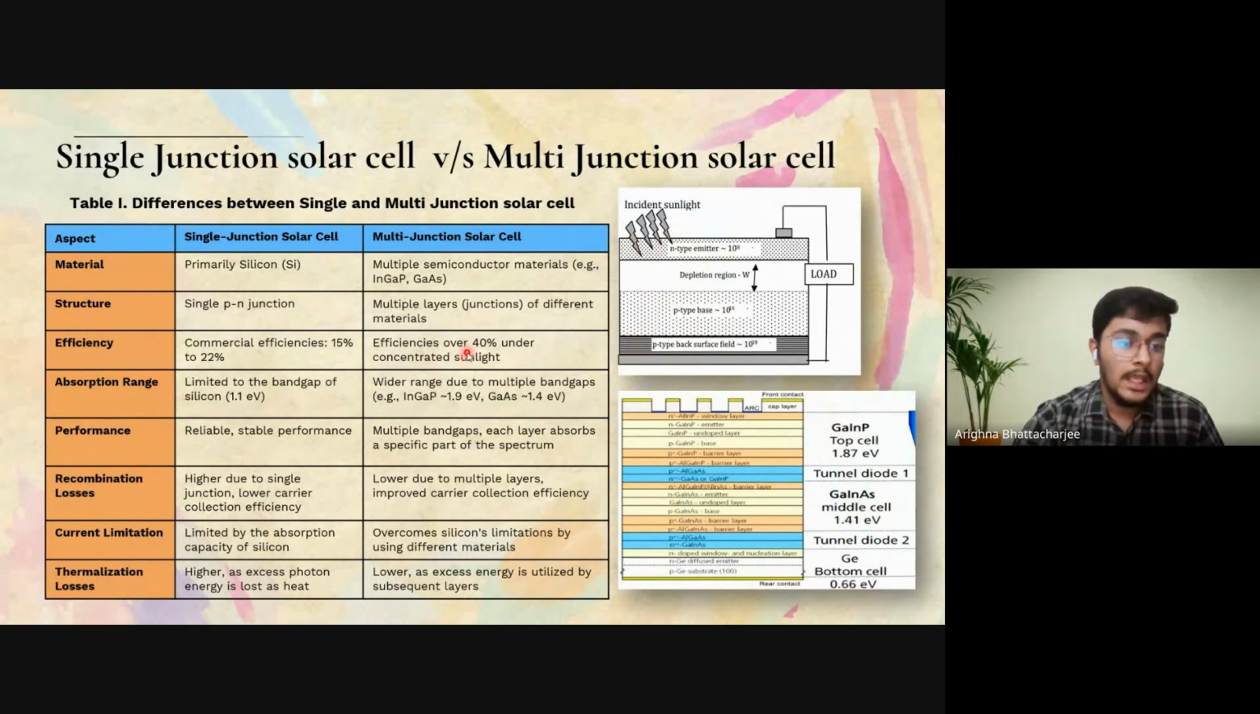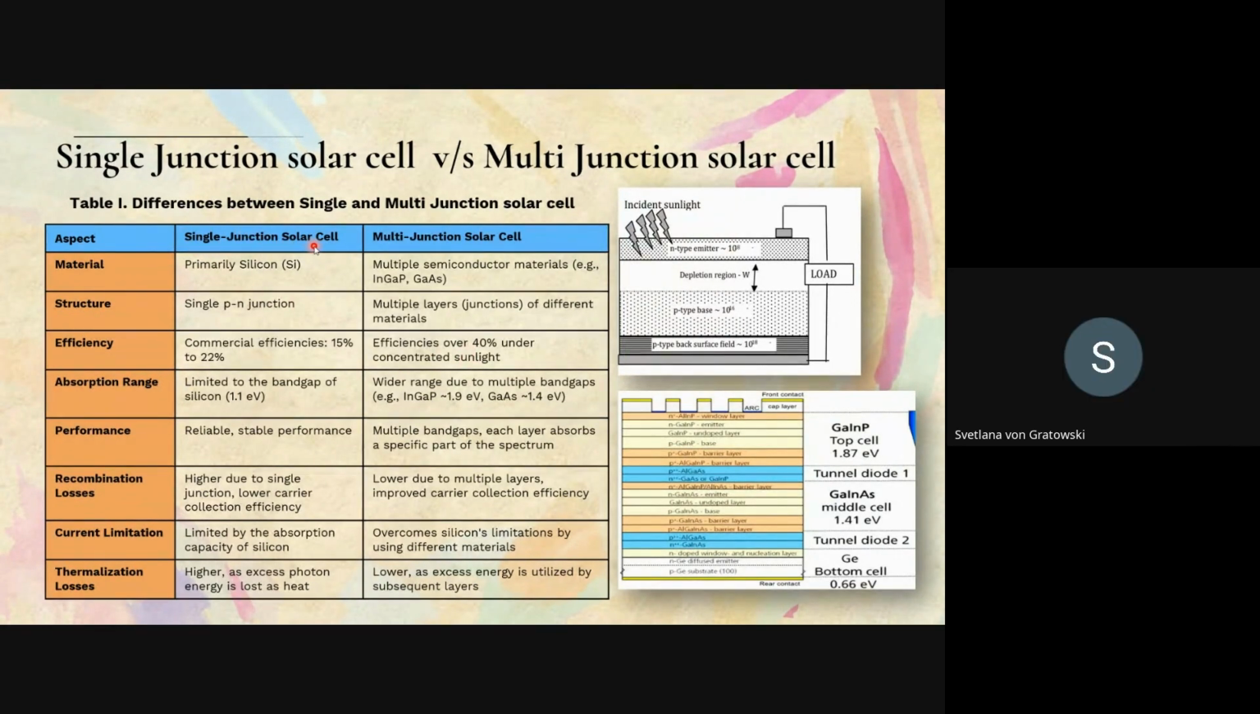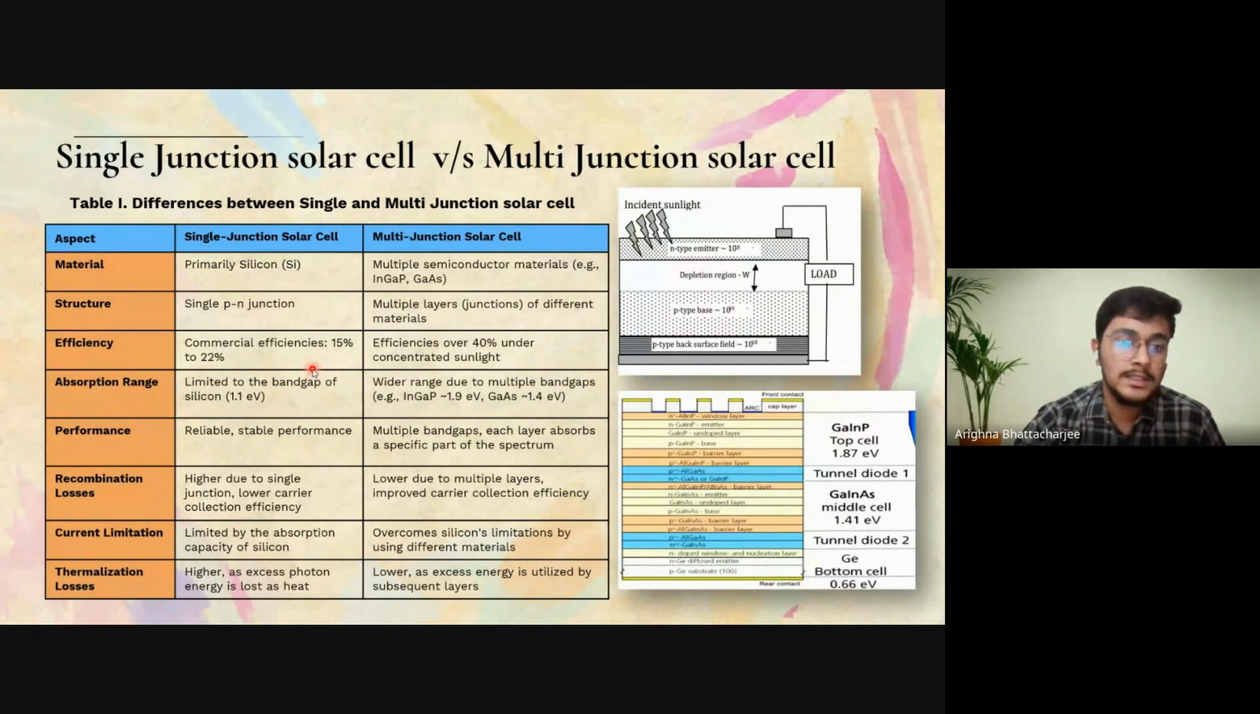The absorption range of single junction solar cell is limited to the band gap of the material it is constructed with. So as it is only made up of one material, the band gap and the absorption range is very small. Whereas in multi-junction solar cells, due to a wide range of multiple band gaps of multiple materials that you used, the absorption is more and it can be absorbed by many different materials in the multi-junction solar cell. The performance of multiple junction solar cell also excels than single junction solar cells.